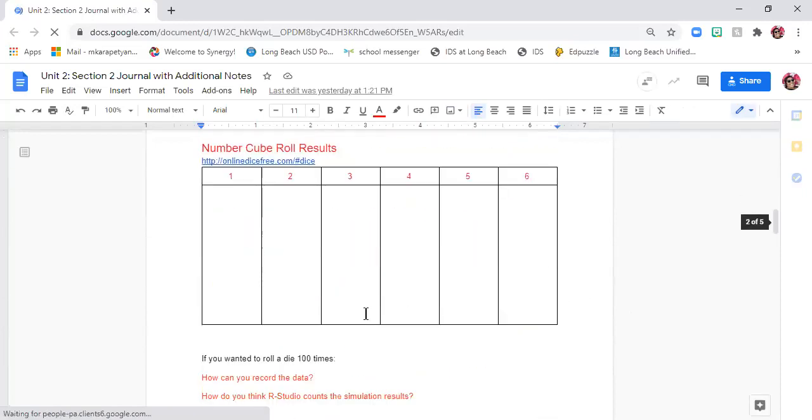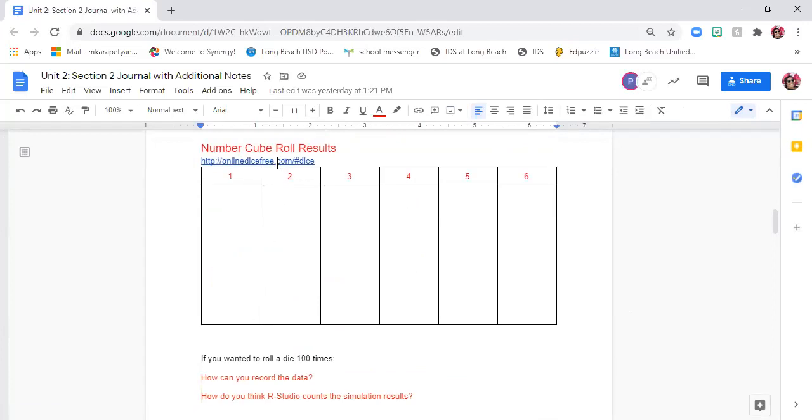Okay, you should see this table here with a 1, 2, 3, 4, 5, 6, right? And there's a link here. The link doesn't work, so don't try it. I'm gonna give you guys a different link. The link you're gonna go to, Lamaya, is that second one right there.